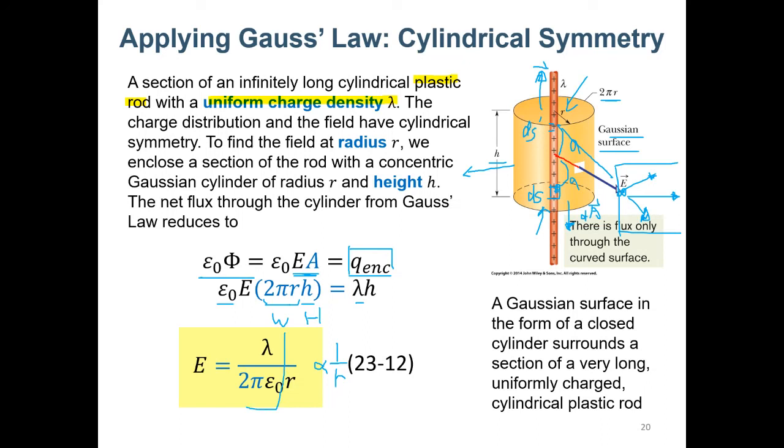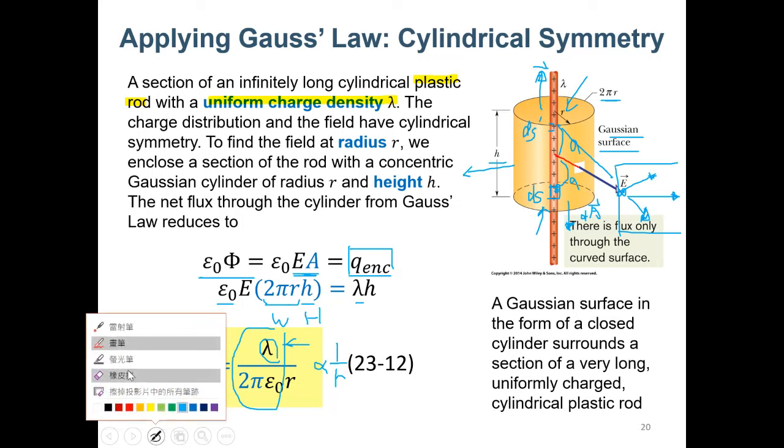This part, maybe you can still consider this as a constant, but it relates to what is the total charge on this, or the charge density. Actually the rod is infinitely long, so the total charge on this rod should be infinity. So it relates to the charge density and is inversely proportional to the distance.